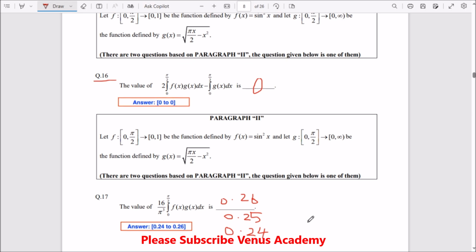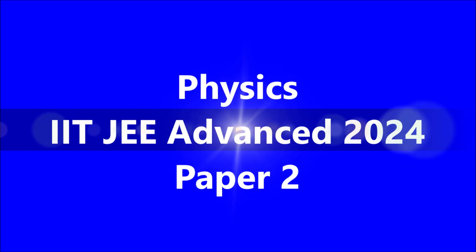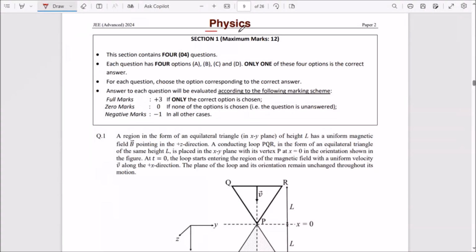Next, let us see physics paper. Dear students, physics of advanced paper 2 will carry 60 marks, and these 60 marks are divided into 4 sections. Let us see section 1. The section 1 carries 12 marks.